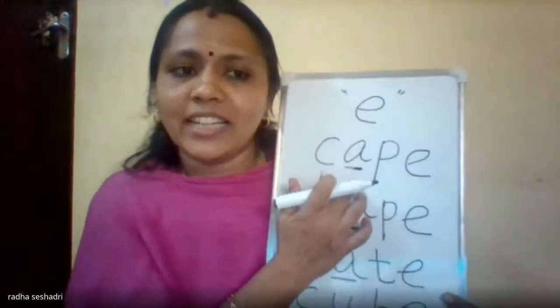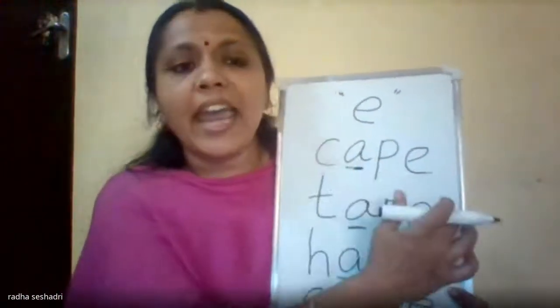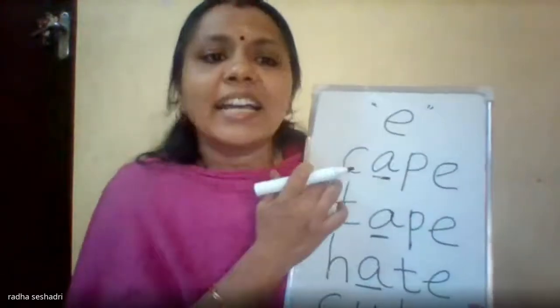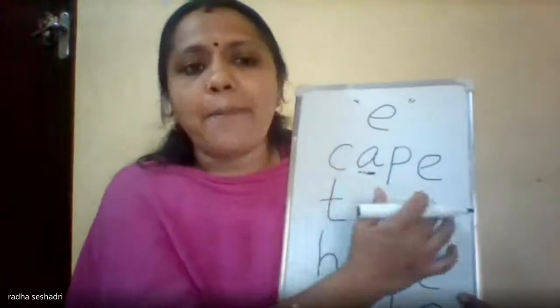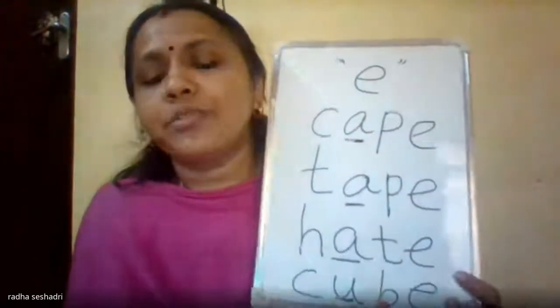What is the name of letter A? I'll say it as A itself. Ka, a, p. Cape. I will say it as cape. I will not say it as ka, a, p, cap, when I add the magic E to the end of the word.